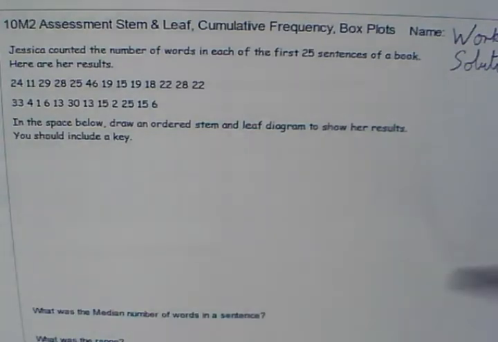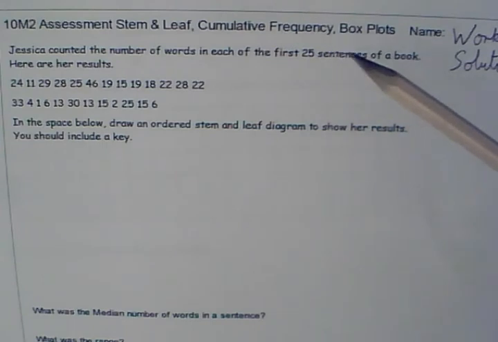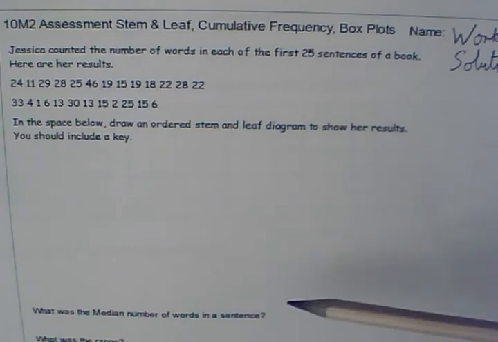This is a video that will help you to correct your assessment on stem and leaf, cumulative frequency and box plots, and it will also enable you to complete your review piece of work that I've set you for homework for Tuesday.